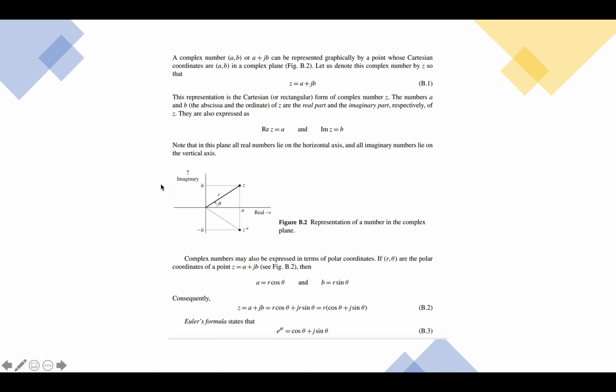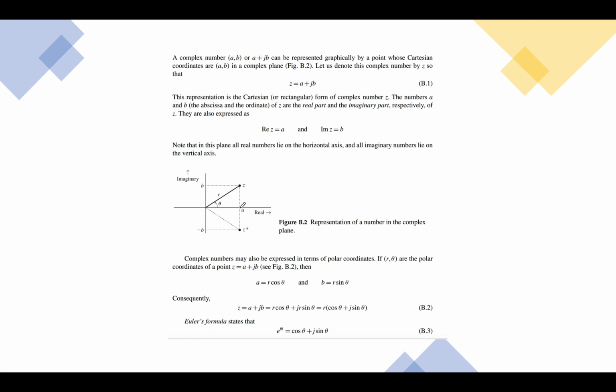So we can plot a complex number. It plots kind of like a vector. So in the complex plane, the vertical axis is always the imaginary axis. The horizontal axis is the real axis. So you plot it just like you would plot a vector.